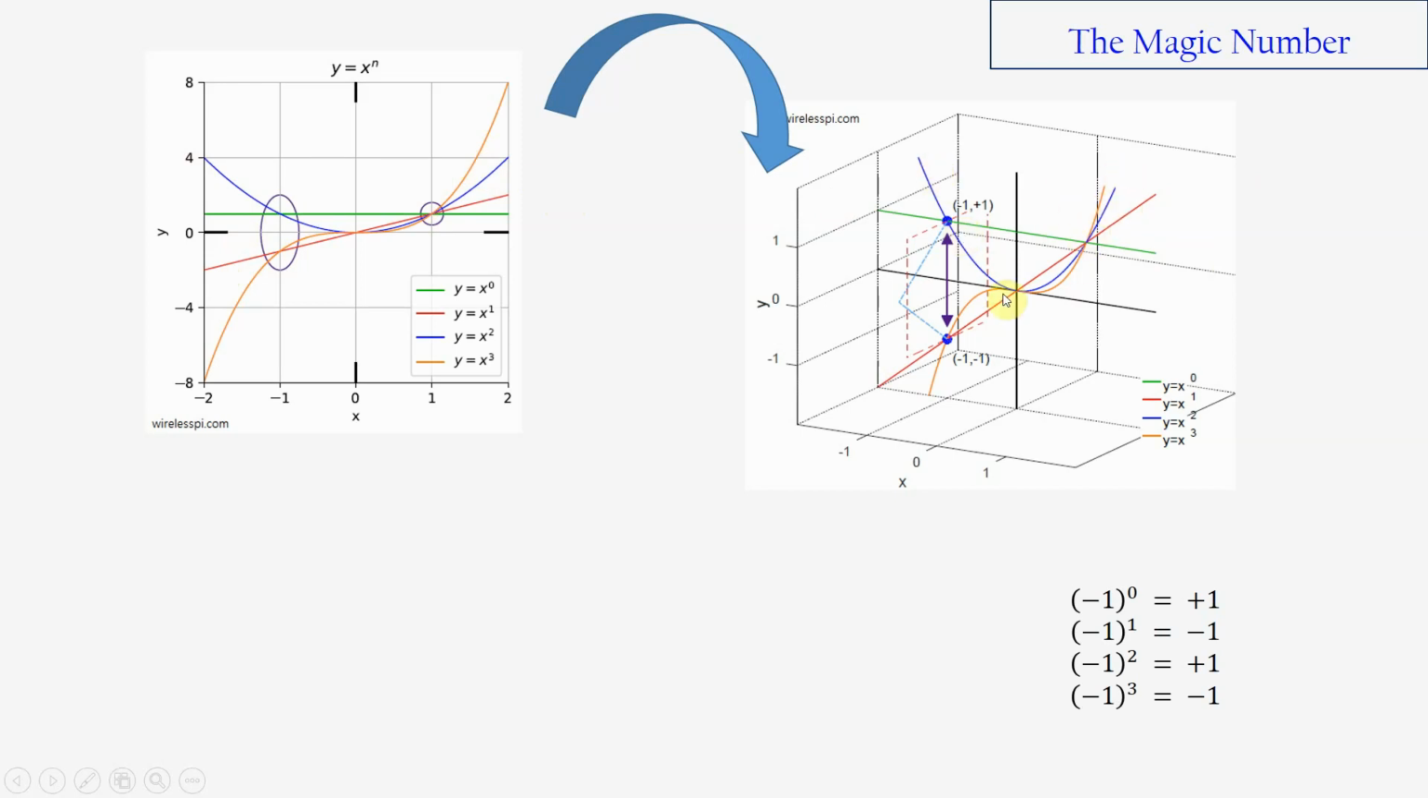and so on. Here we can see that all the curves pass through plus 1 at this point and oscillate between -1 plus 1 and -1 minus 1 between these 2 points. -1 raised to power 0 is plus 1, -1 raised to power 1 is minus 1, -1 raised to power 2 is plus 1, -1 raised to power 3 is minus 1, and so on. This oscillation or vibration is represented by the purple arrow.